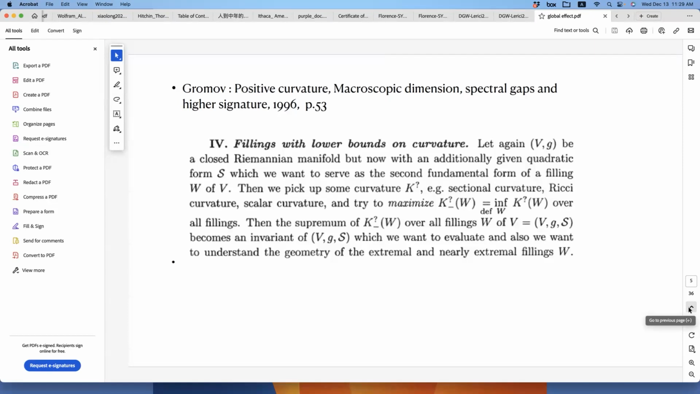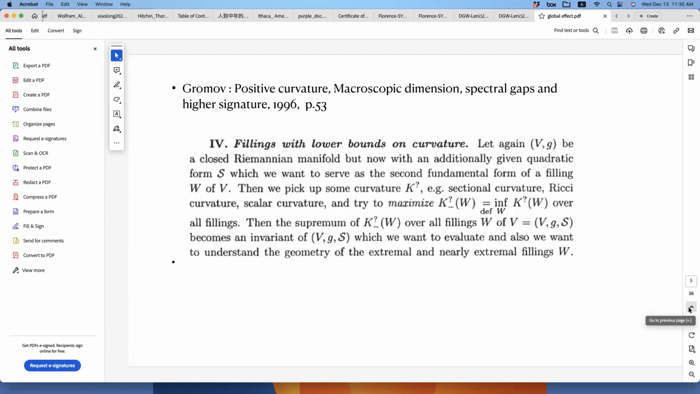And for each filling W, we can take the infimum of K on W, and then we get a quantity on W, which is a filling, and then maximize it, and get a quantity that only depends on (V, g, S). So this is an invariant of (V, g, S). Now the problem is to try to evaluate or estimate these quantities. This is the first part of the problem. The second part of the problem is to try to understand the geometry of extremal or nearly extremal fillings W. Okay.